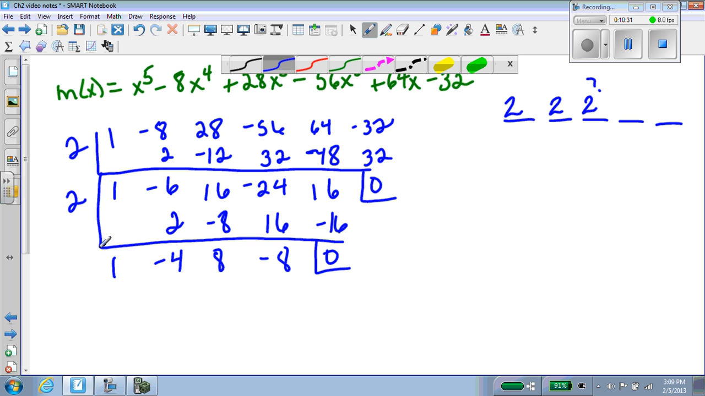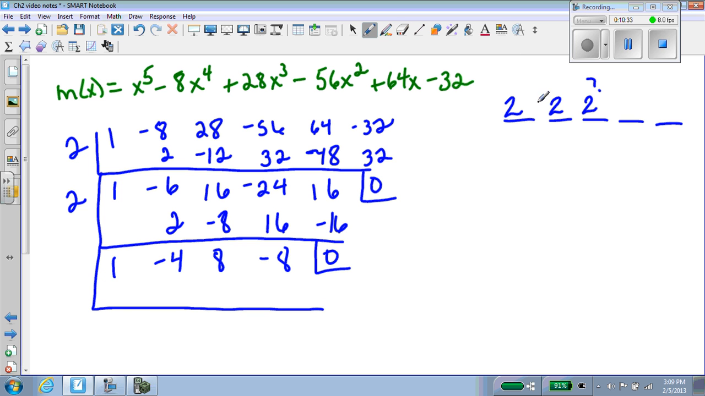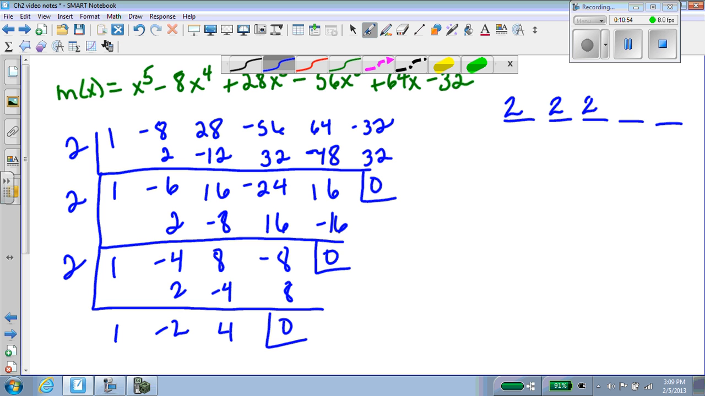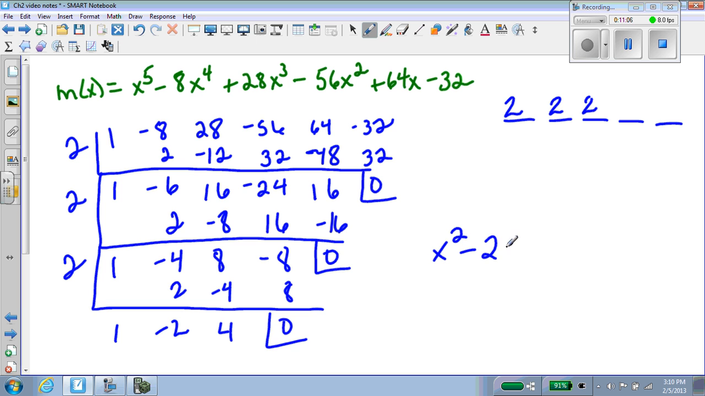I'm going to go one more time. Again, if I had different zeros out here, I could be trying all different things, but I've got a lot of 2's. 1, 2, -2, -4, 4, 8, 0. So all three of them gave a 0 remainder. So now I'm only looking for 2 more zeros. This went from 5th degree, this would have been a 4th degree, a 3rd degree, this is a 2nd degree. So now this is x squared minus 2x plus 4.